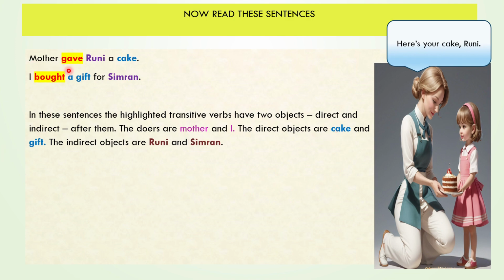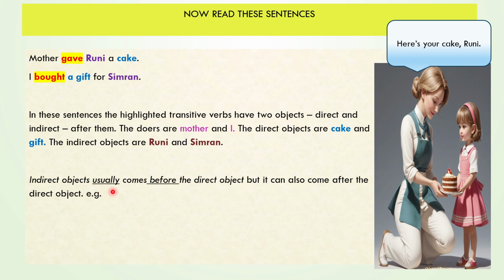Mother gave what? A cake. I bought what? Gift. The indirect objects are Rooney and Simran. So gave to whom? Rooney. Gift for whom? For Simran. So indirect objects usually come before the direct objects, but they can also come after the direct object.